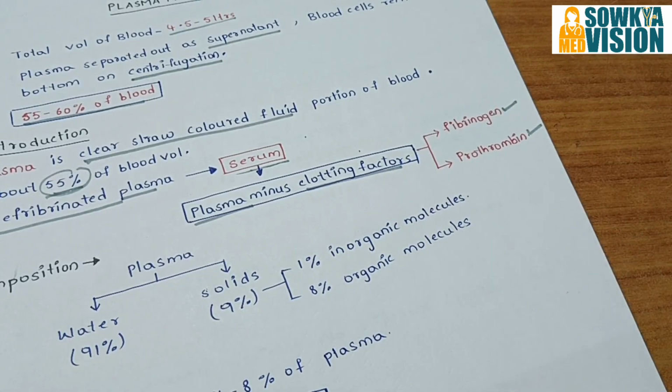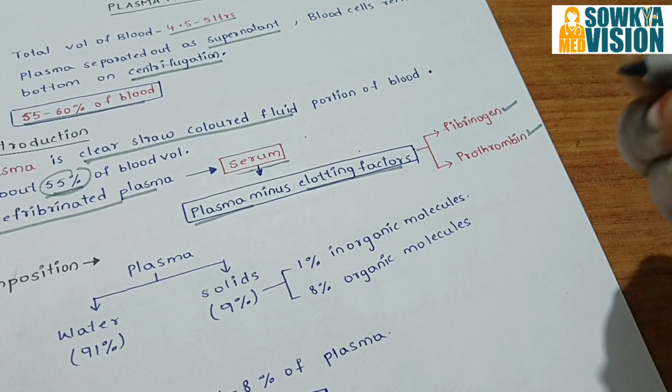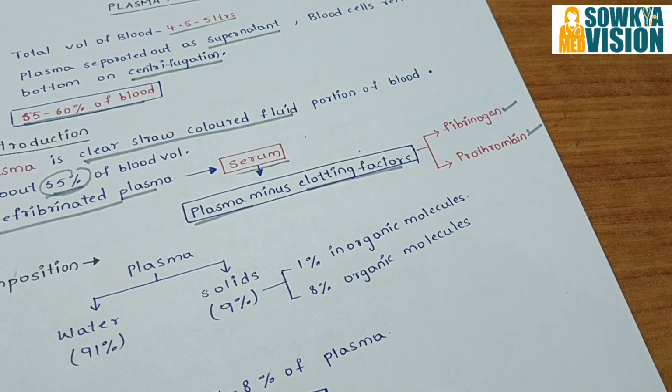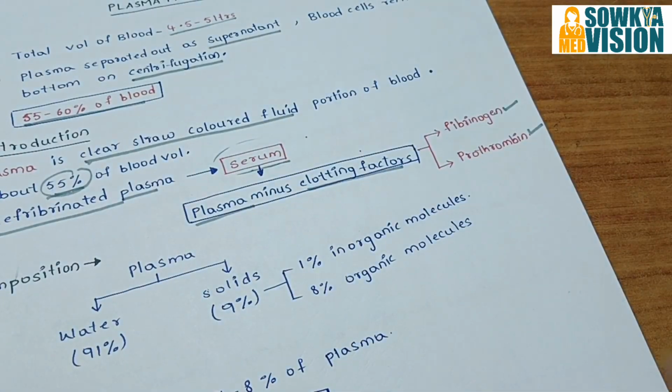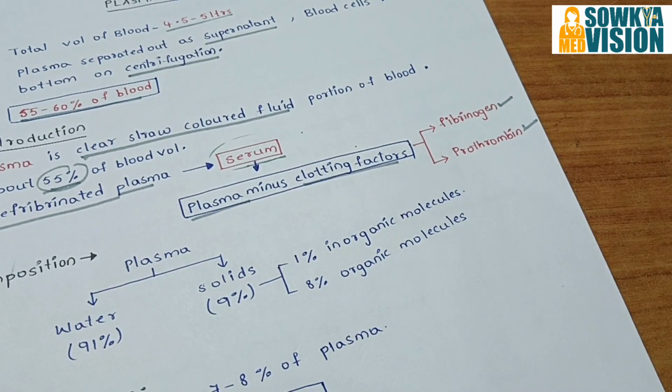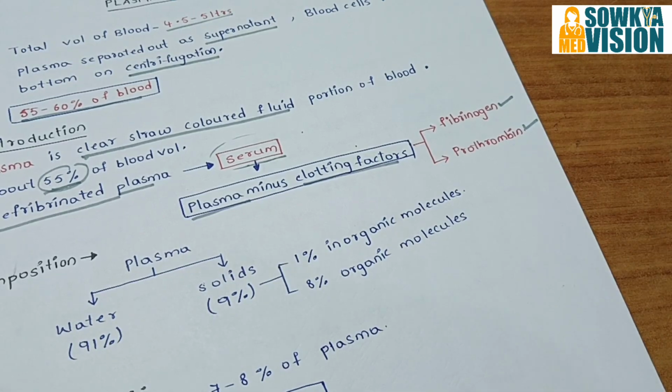Fibrinogen is converted into fibrin by thrombin, which is the activated form of prothrombin. After removing fibrinogen and prothrombin from the plasma, it is known as serum. So the components present in the serum are known as serum albumin and serum globulin, after removing fibrinogen and prothrombin, which are the clotting factors.